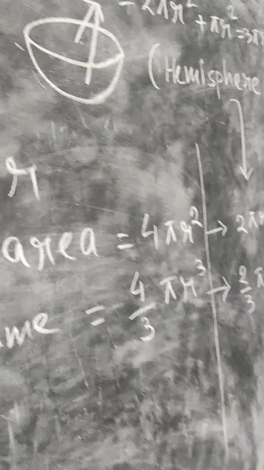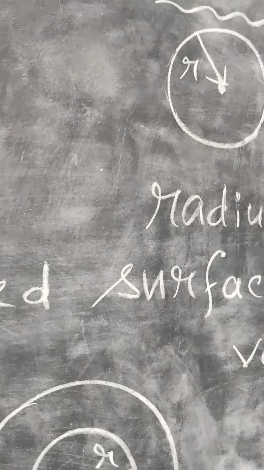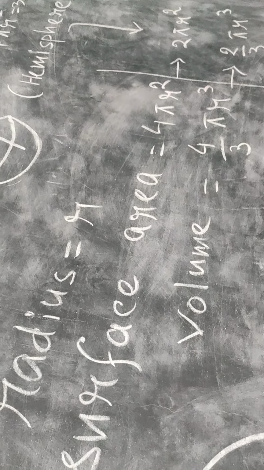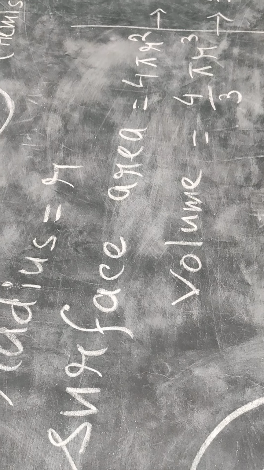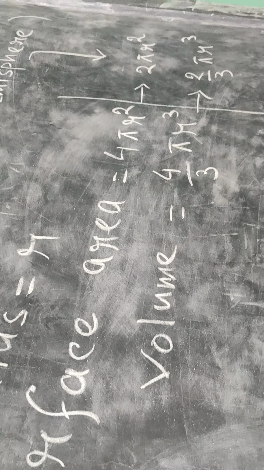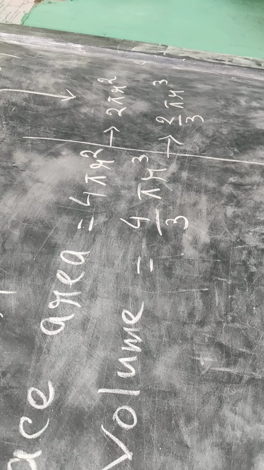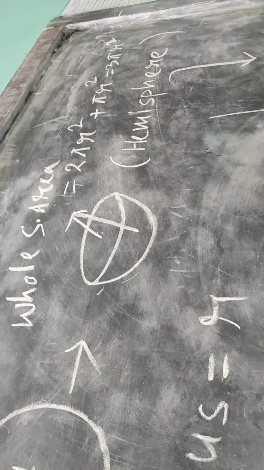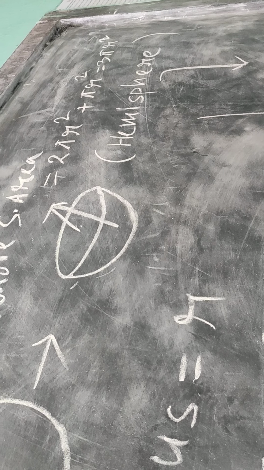So for a sphere, if the radius is r, the curved surface area is 4 pi r square, the volume is 4 by 3 pi r cube, and for a hemisphere or half of a sphere, curved surface area is 2 pi r square, volume 2 by 3 pi r cube, and whole surface area of the hemisphere is 3 pi r square.